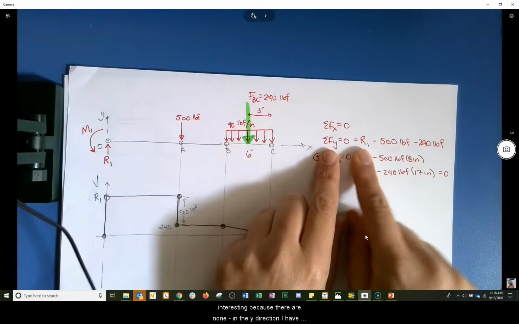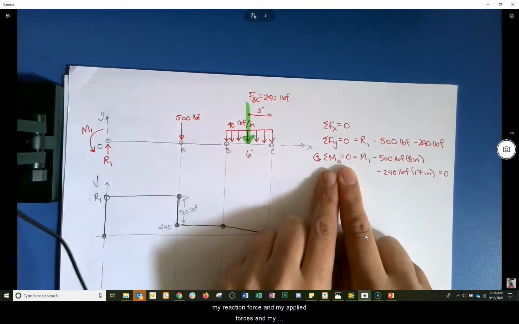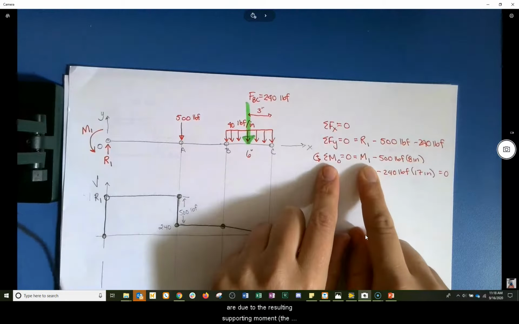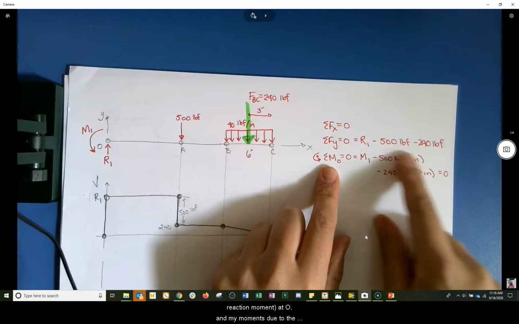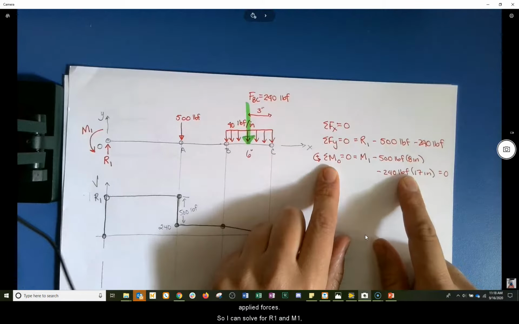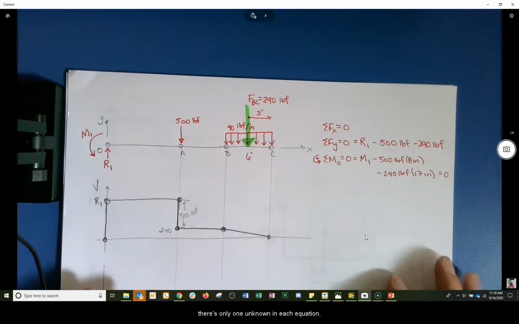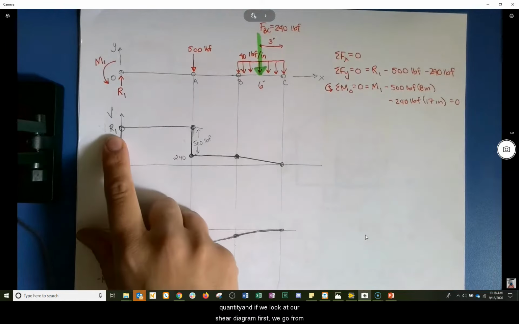In the y direction, I have my reaction force and my applied forces, and my moments about O here are due to the resulting supporting moment, the reaction moment at O, and then my moments due to the applied forces. So I can solve for R1 and M1. There's only one unknown in each equation. And so R1 then is a known quantity.